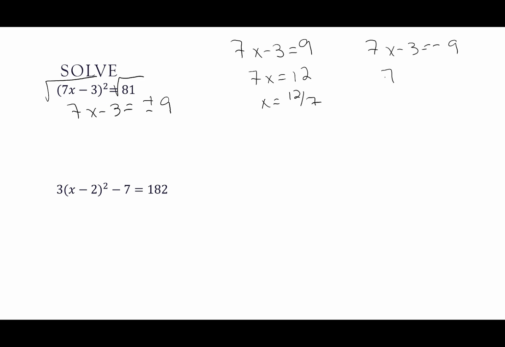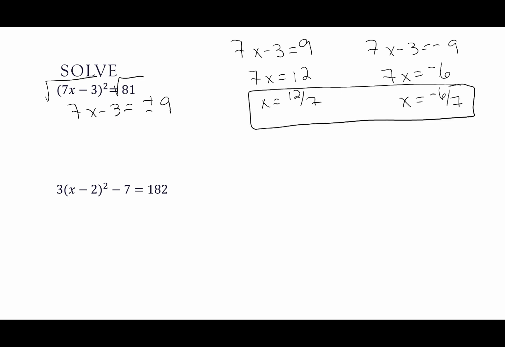Same thing on the other side. 7x equals negative 9 plus 3, which is negative 6. Divide by 7, I get negative 6 over 7. 2 solutions.